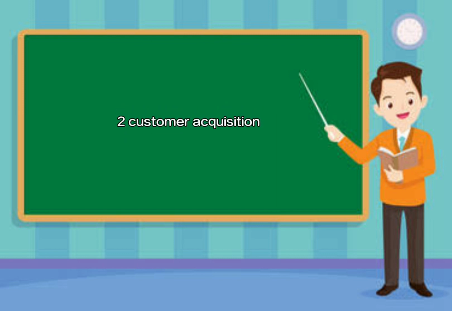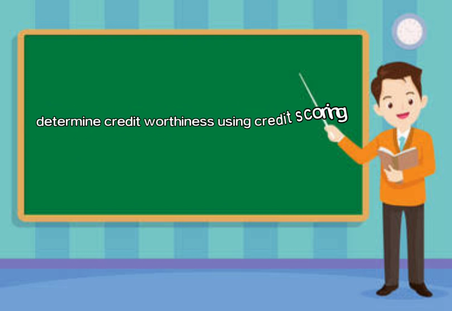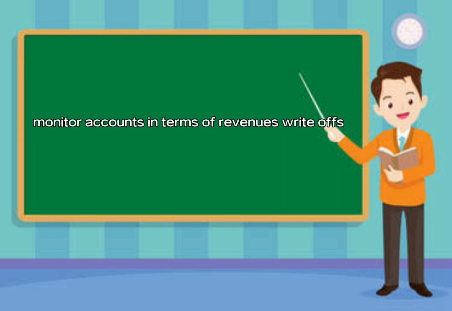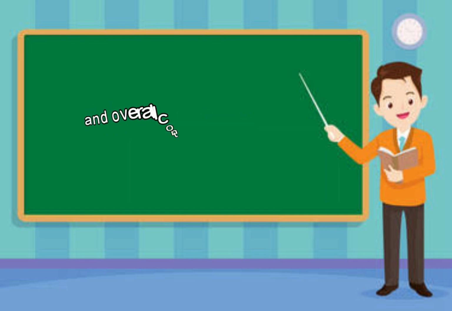2. Customer acquisition, credit decision phase. Determine creditworthiness using credit scoring or judgmental decision rules. Set specific terms for credit offers based on creditworthiness. 3. Account management. Regularly review terms of business, such as monthly credit limit reviews for credit card holders. Implement, track, and monitor accounts in terms of revenues, write-offs, provision estimates, and overall contribution to profits.